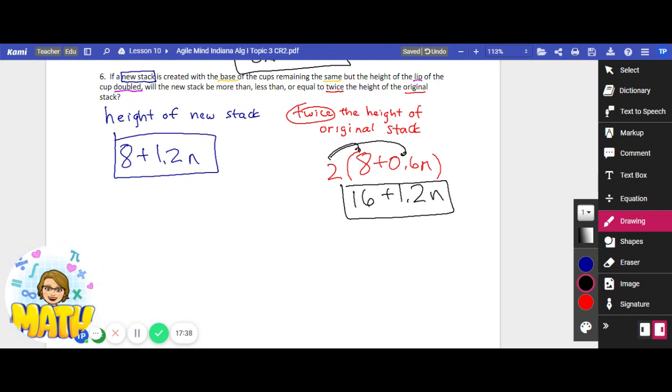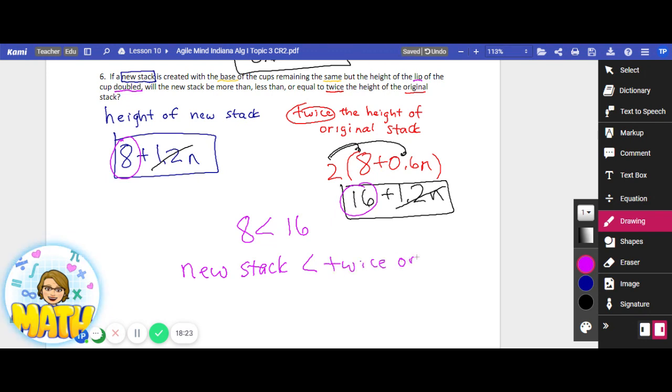Well, here's an easy way to find out. They have a part that is the same in both of them. They both have 1 2/10 n being added onto something. So since they both have that, we can sort of cancel those out on both of them. And now we're left with just comparing this 8 to this 16. Is 8 less than 16? Is 8 greater than 16? Is 8 equal to 16? Well, hopefully you're saying 8 is less than 16, Mrs. Pollock. We all know that. So 8 is less than 16. And because of that, the height of that new stack will be less than twice the original stack.